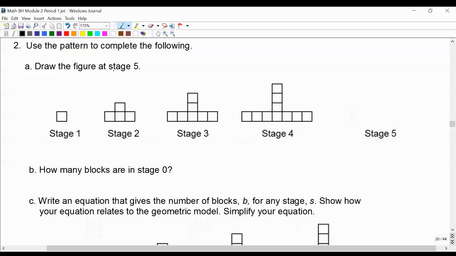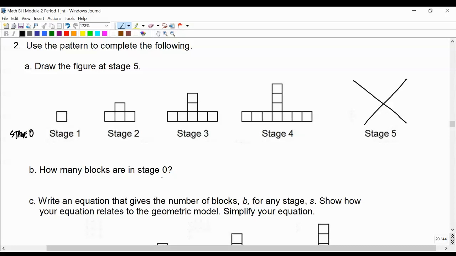So it says draw the figure at stage 5. Whenever it asks this, at this point, you can omit this if you want to. I don't know that it's necessary to draw stage 5. The main goal is we want to build the equation and know where this comes from. It gives me a hint on B. It says how many blocks are in stage 0. So we need to figure out stage 0.